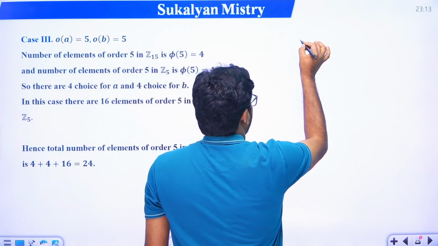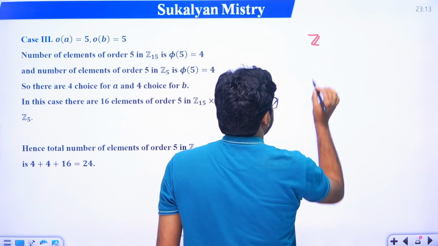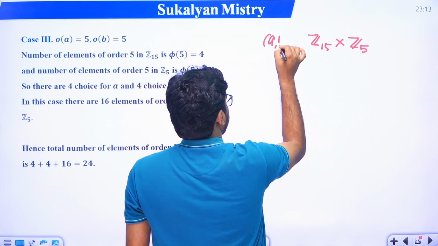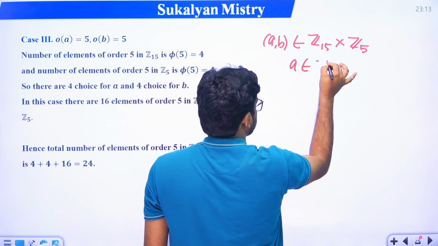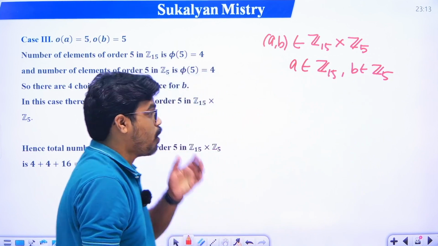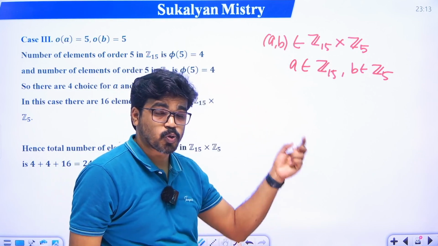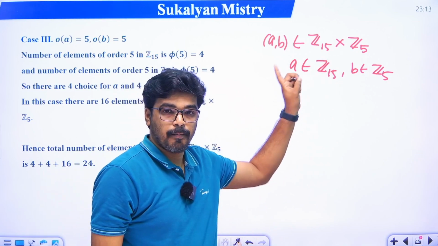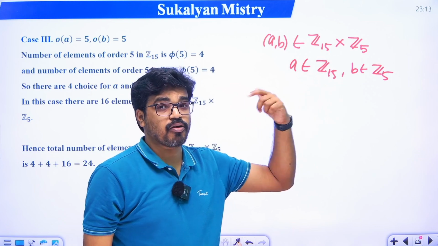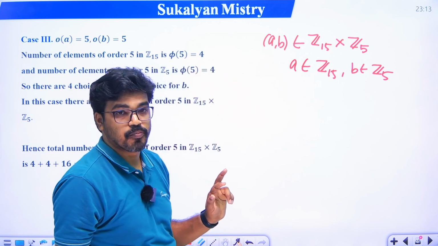What is the group here, Z15 cross Z5, right? A, B belongs to this, that means A belongs to Z15, B belongs to Z5. Order of A is 5, so we have to find the number of elements of order 5 in this group. The order of Z15 is 15, this is a cyclic group, and 5 divides 15, so the number of elements of order 5 in Z15 will be phi(5), which is 4.